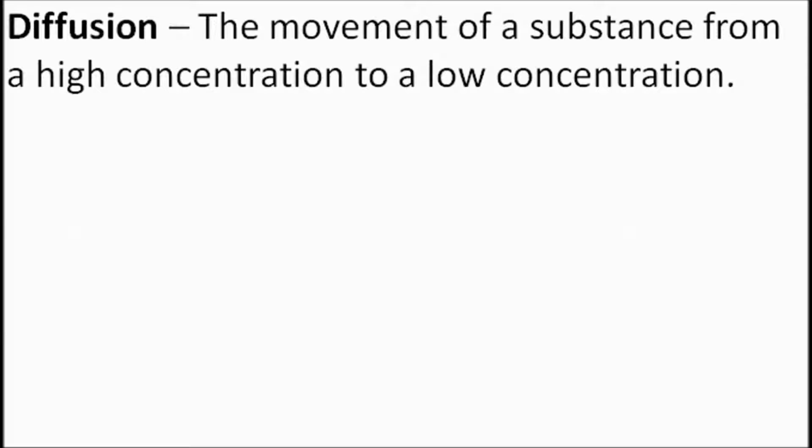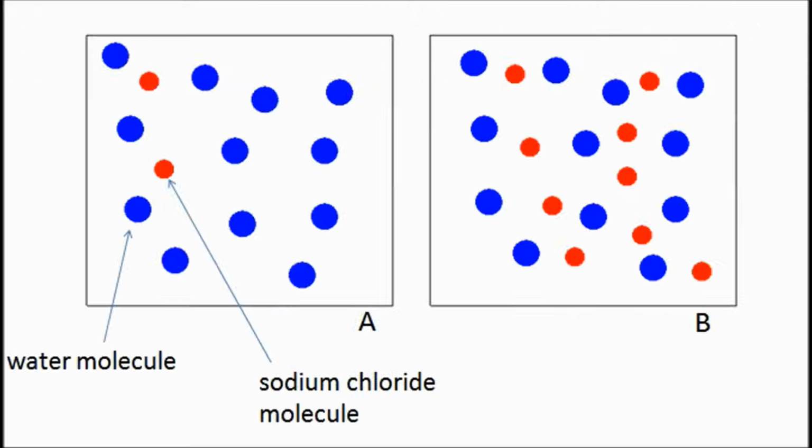The definition for diffusion: the movement of a substance from a high concentration to a low concentration. And if you leave this alone, this will happen until the substance is evenly spread out throughout the area. Now obviously this can only happen in gases and liquids, because in a solid the particles aren't free to move around. So before we go on, let's just make sure we know what we're talking about when we mean concentration.